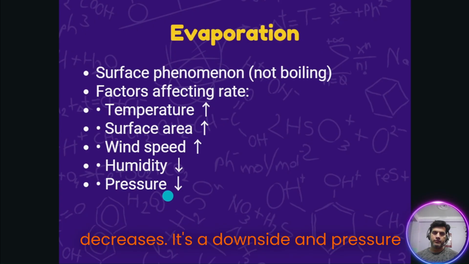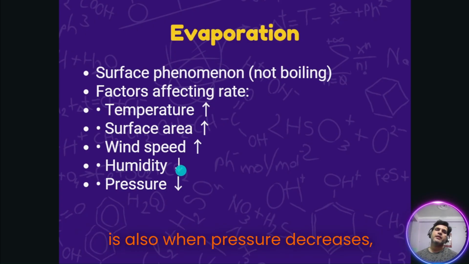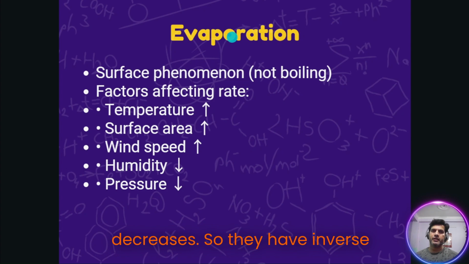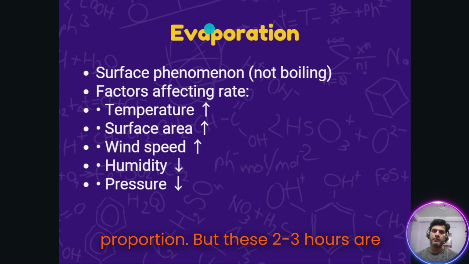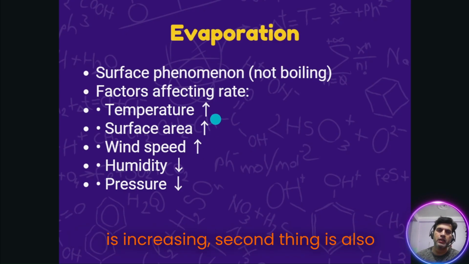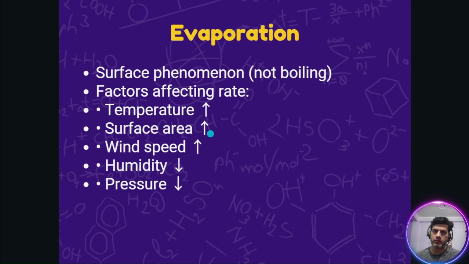evaporation decreases. It's a downside. And for pressure, when pressure decreases, evaporation increases. When pressure increases, evaporation decreases. So they have inverse proportion, but these three are direct proportions. You can say one thing is increasing, the second thing is also increasing.